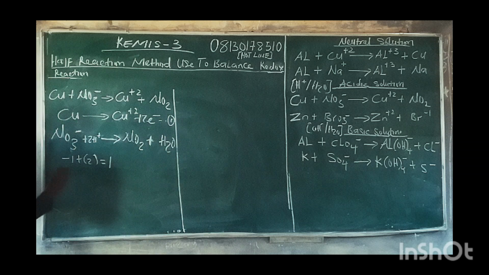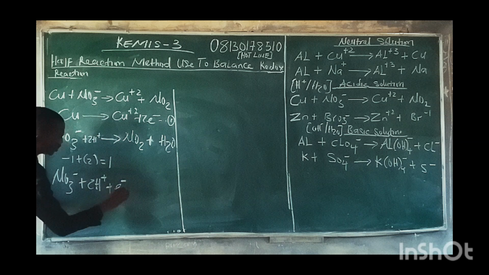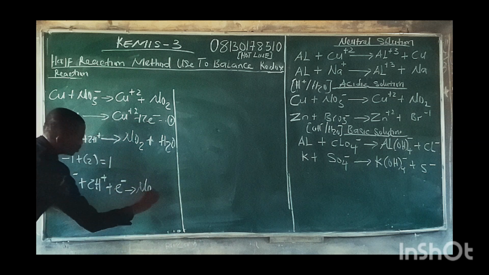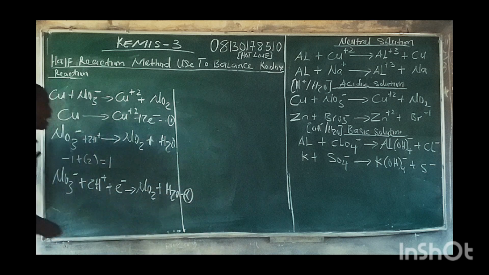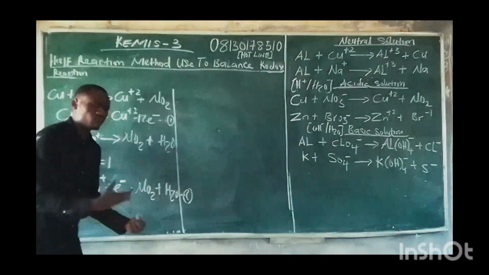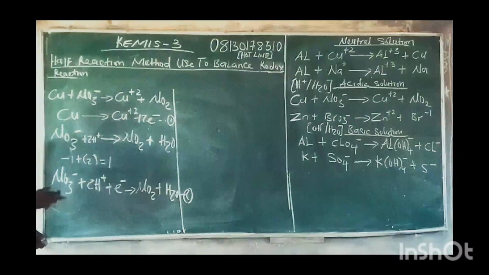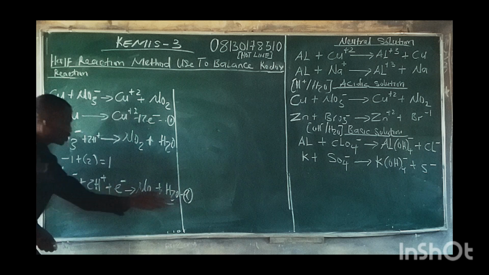So I have NO3 minus plus 2H plus plus 1 electron. It's going to give me NO2 plus H2O. Let's call this equation 2. Now notice that the atoms of elements are balanced and the ions are also balanced. Now let's check. This is 1 nitrogen, 1 nitrogen, 3 oxygen, of course 3 oxygen, 2 hydrogen, 2 hydrogen.